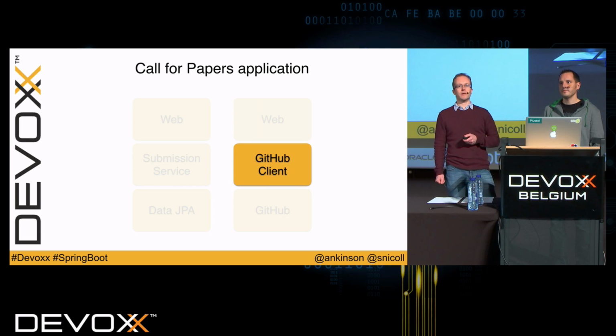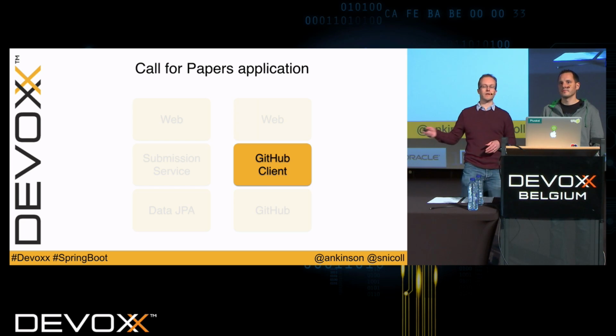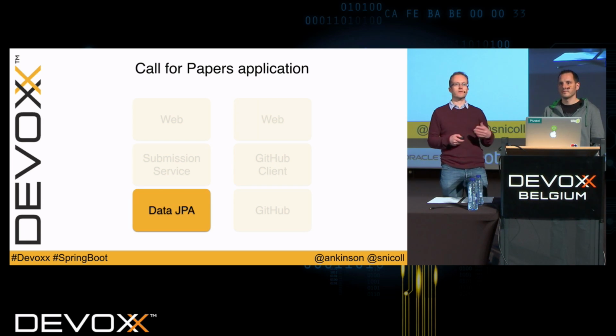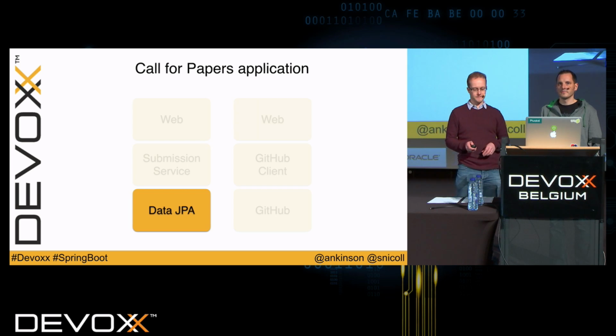We have the GitHub client piece. This is using RestTemplate, so we've got a chunk of code that's making HTTP calls out to GitHub's API. We've got improved support for testing that. And then sat down at the bottom, we've also got Data JPA. So we've got a bit of functionality in the app that's using Spring Data JPA, sat on top of Hibernate, talking to an SQL database.